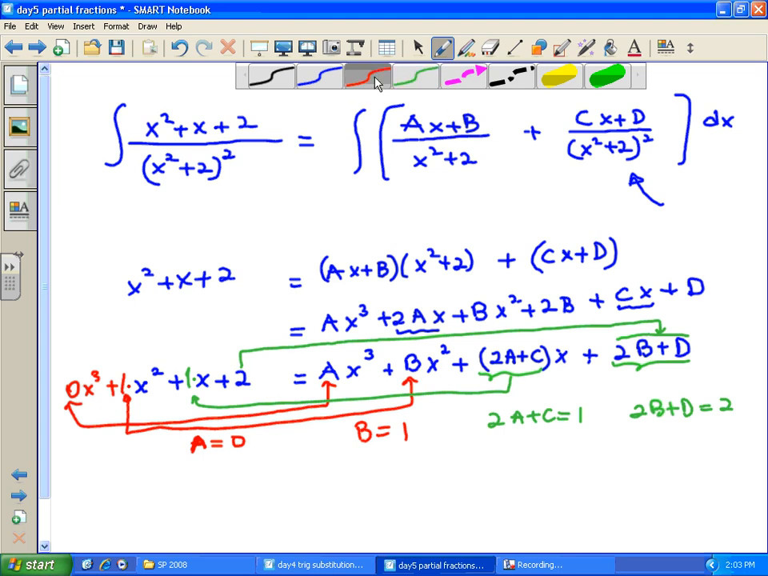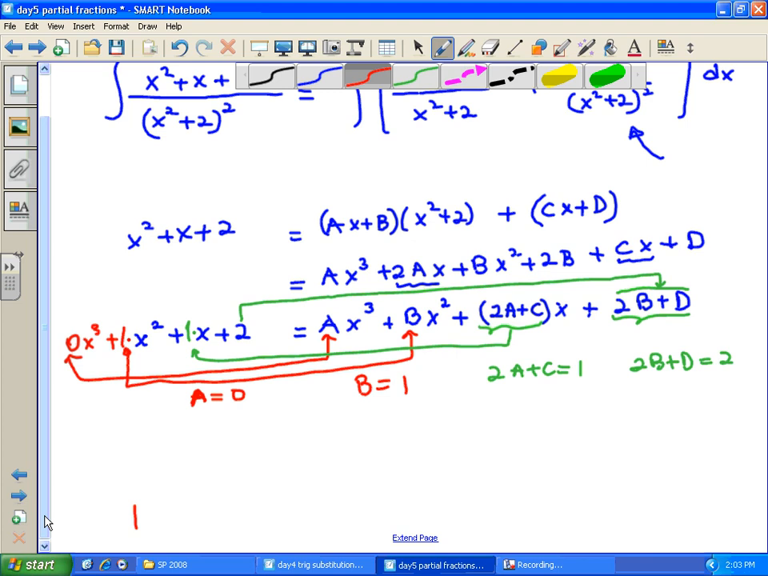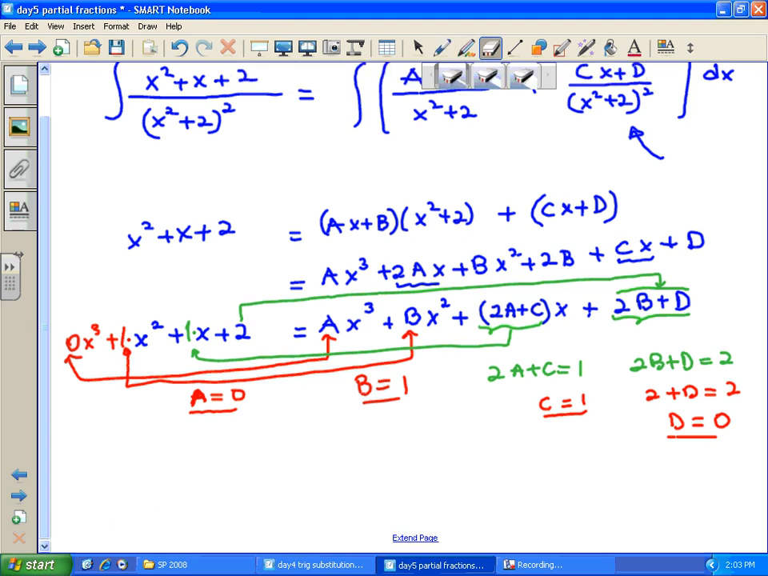Okay, since a is 0, we automatically get c is equal to 1. And since b is 1, what do we get about d? Since b is 1, what is d? Zero, right? 2 plus d is 2, so d is 2 minus 2, or 0. So we've got all of our unknowns in here. Now we're ready to integrate. Now let me wait for a moment and see if there are any questions about how we got the constants. Any questions at all?